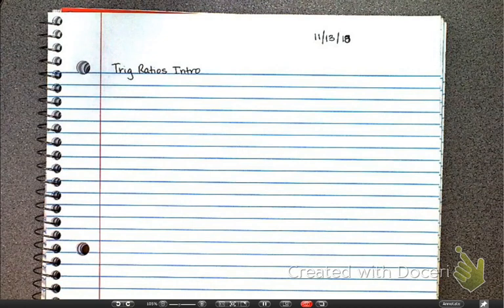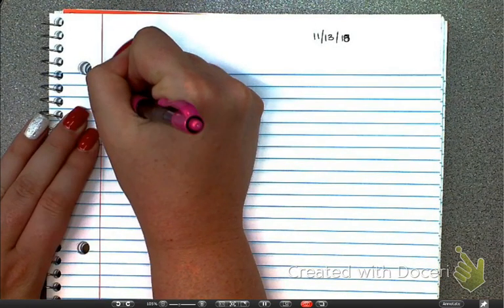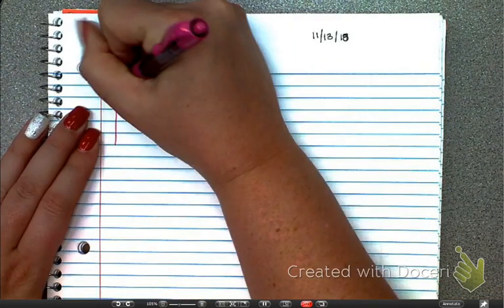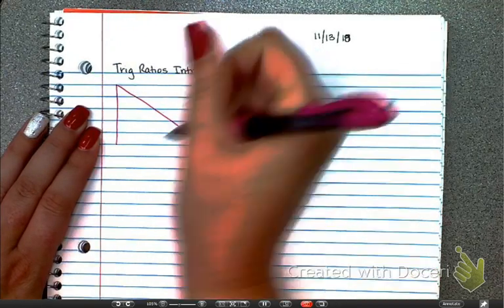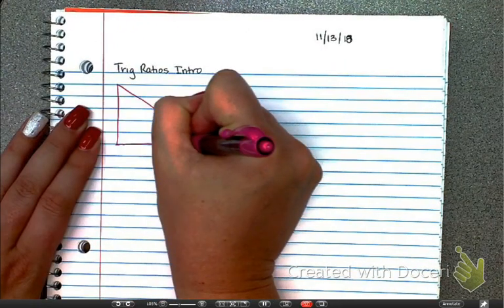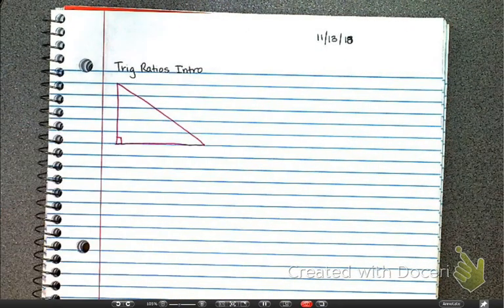Trig only deals with right triangles. Everything that we do in this unit will be a right triangle. If it's not a right triangle, we cannot use trig functions.